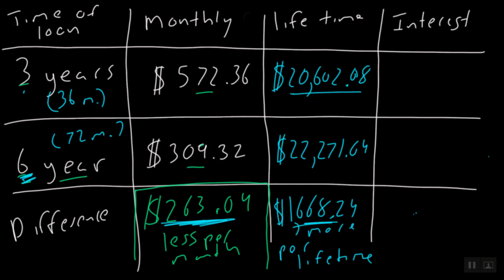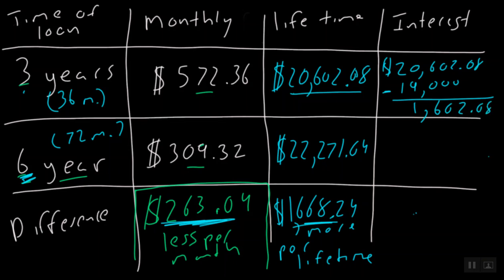Okay, the last thing that we really want to do, if we want to figure out the amount of interest, all we have to do is take our lifetime amount. In this case, we're going to take that $20,602.08, and we're going to subtract away the original loan amount after the down payment, $19,000. And this is actually pretty easy math, because it's $1,602.08. All right, and you know what? I wanted to do this in a different color, so why not just highlight this in red? This is the amount of interest that you're going to pay over the 3 years.